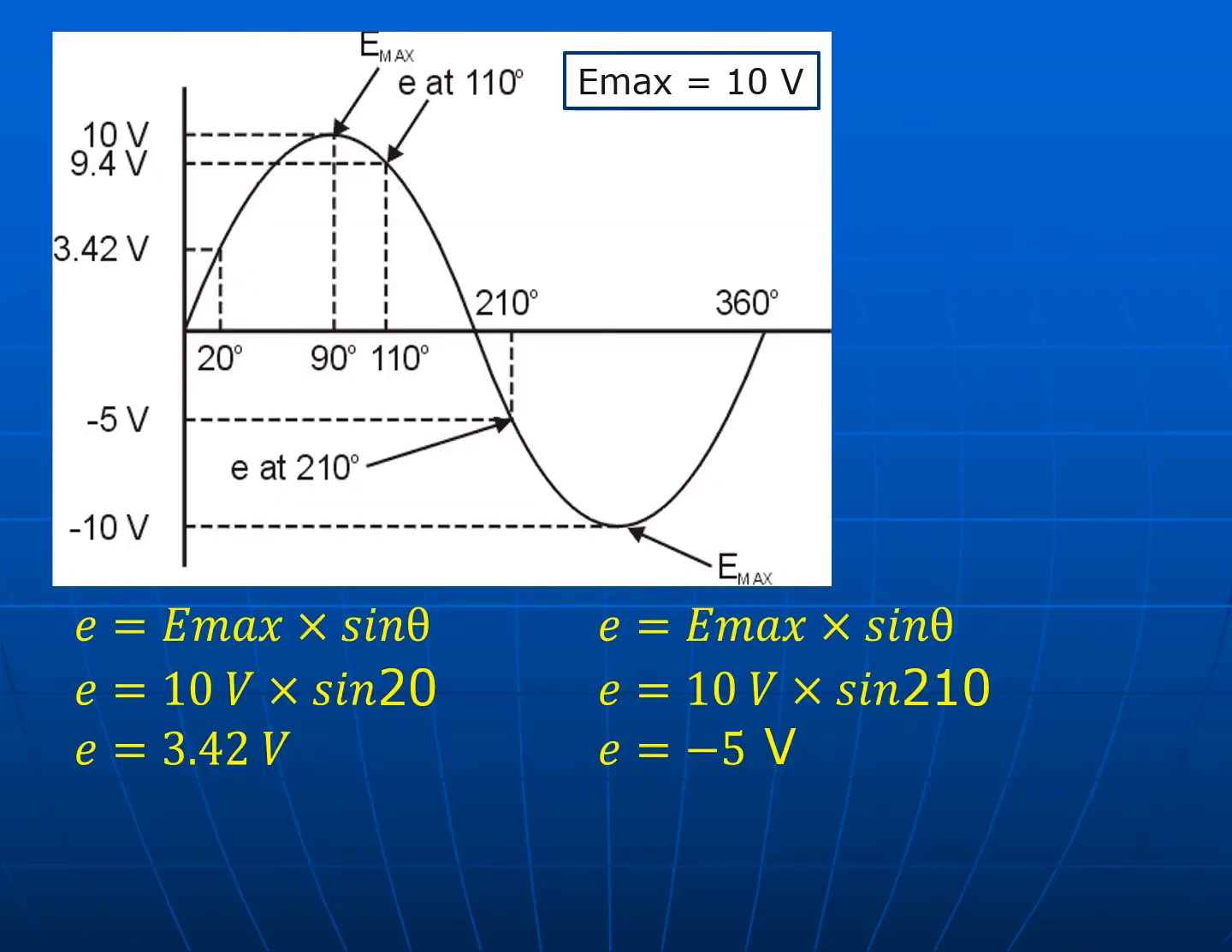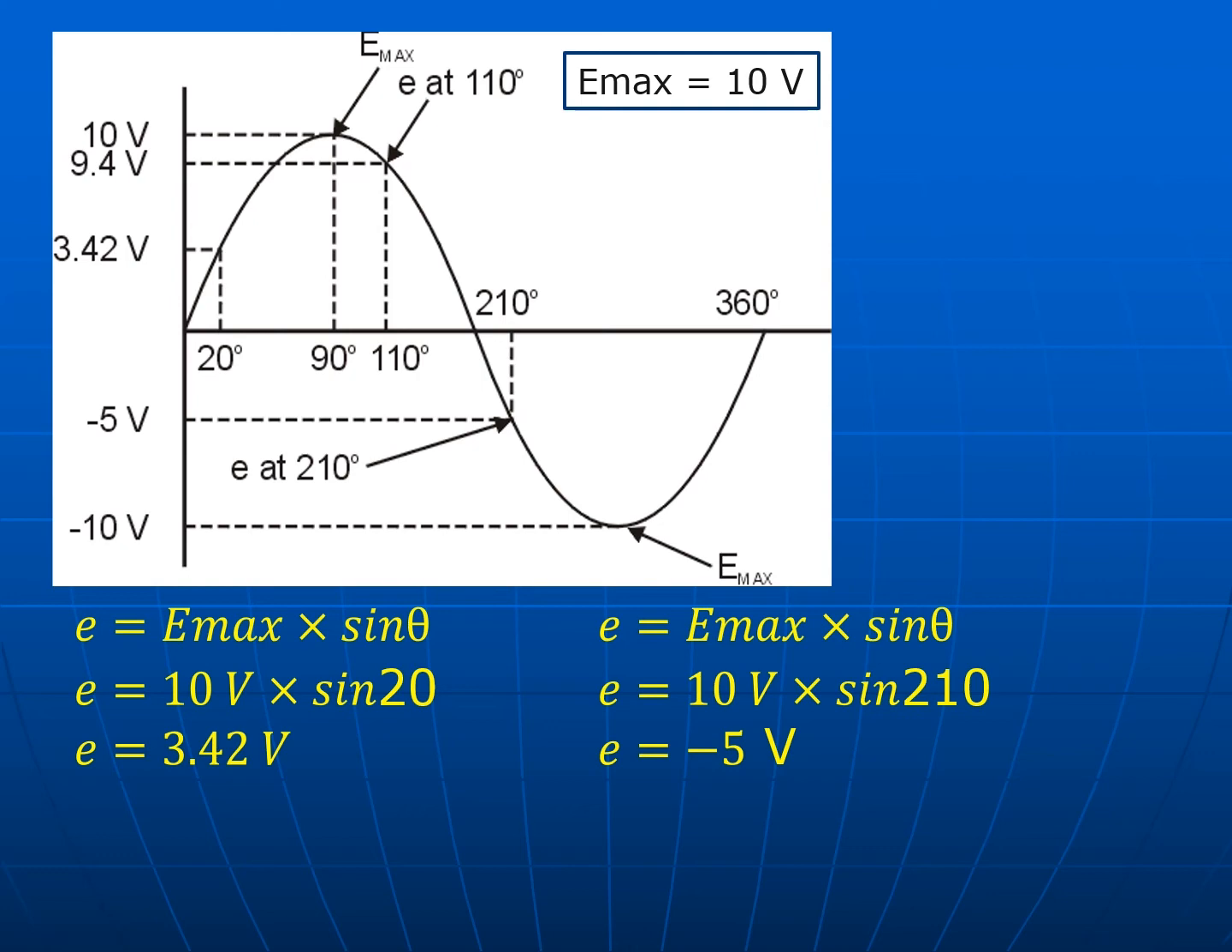Consider this sine wave we have on the screen. If e instantaneous, which is represented by the lowercase e, is equal to E maximum, which in this case is 10 volts, multiplied by the sine of the angle, I can predict what every voltage is all the way along that, from 1 degree all the way to 359 degrees. For the first example, I have my E max at 10 volts multiplied by the sine of 20 degrees gives me a value of 3.42 volts. So at 20 degrees rotation, I should have a 3.42 volt value.